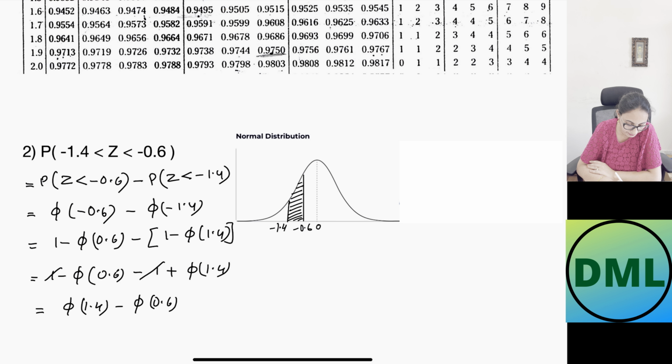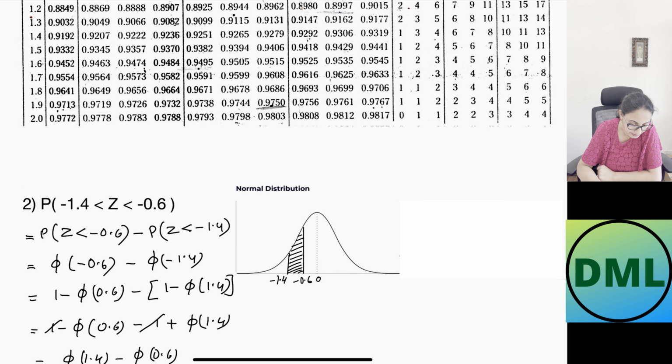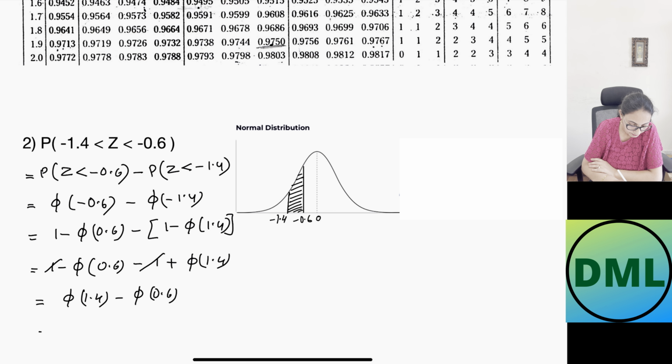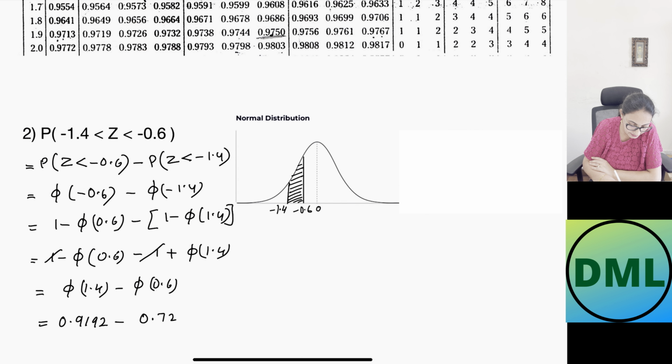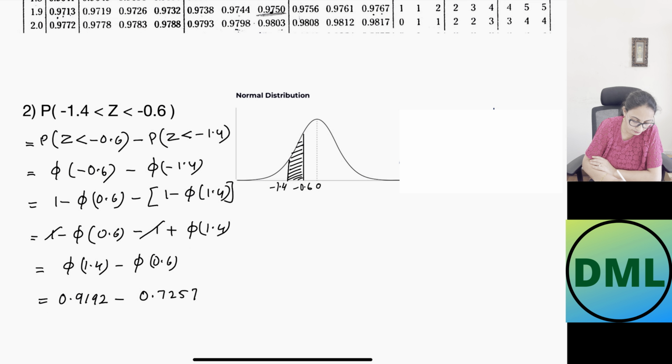I have to calculate the value of 1.4 from the table. Let's see the value here. 1.40 is this one, 0.9192. Let's write the answer here. This will be equal to 0.9192 minus phi of 0.6. Let's find out the answer from the table. 0.6 is here. The value is this one, 0.7257. Let's write it down here. 0.7257. If you subtract it, your answer will be equal to 0.1935. This will be your answer.